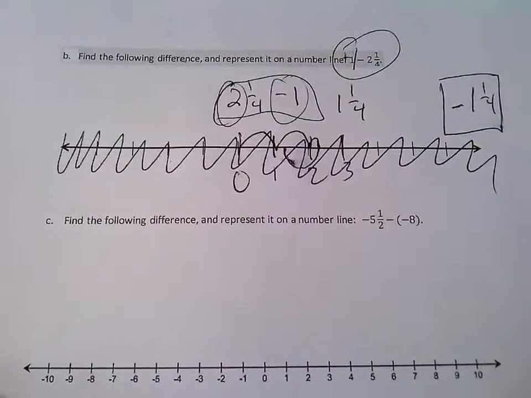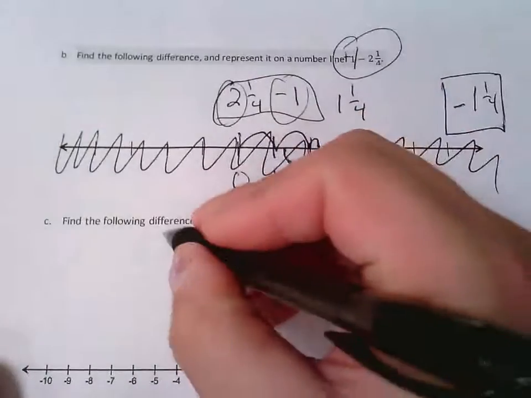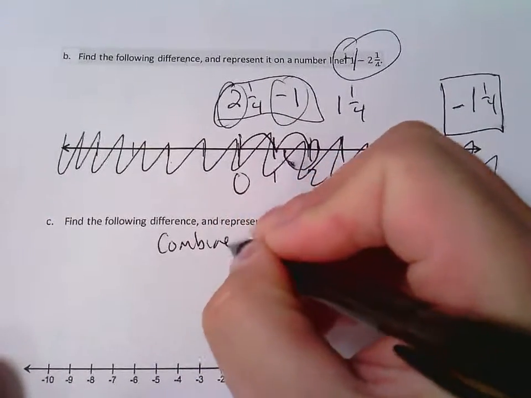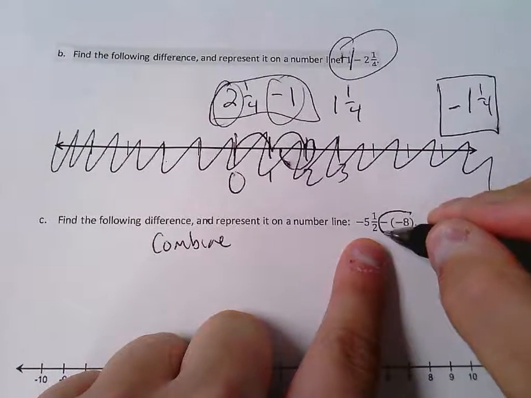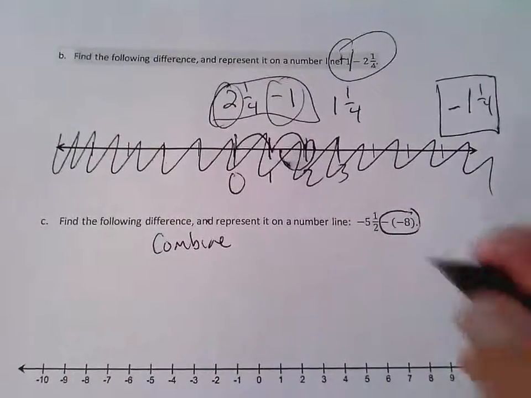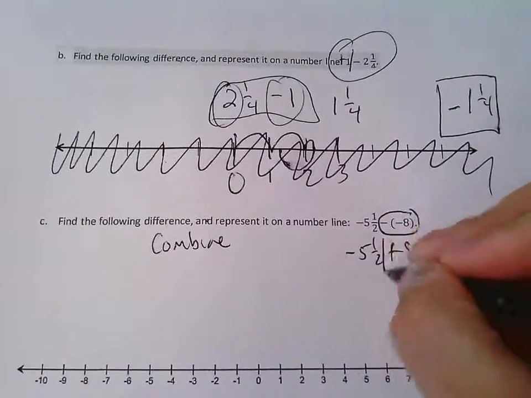Find the following difference. Okay, difference, sum, whatever. We're going to combine. But here's where this one, we have got our double negative. So there's a couple things we remember. Double negative becomes a plus. So I really have negative 5 1/2 and a positive 8.